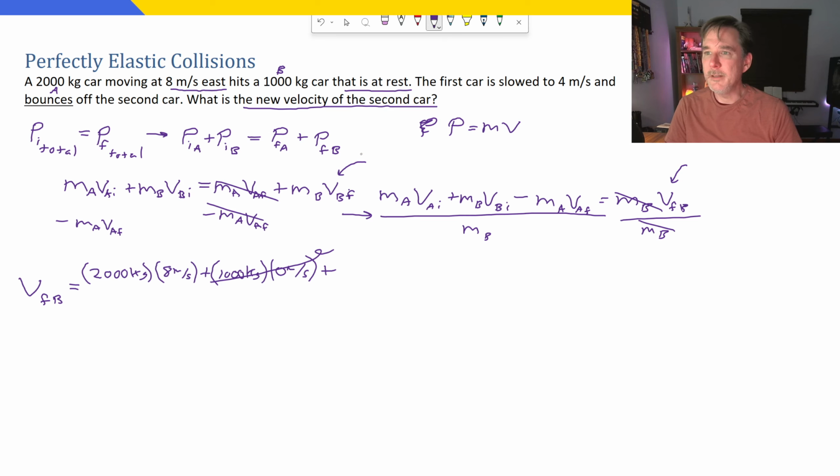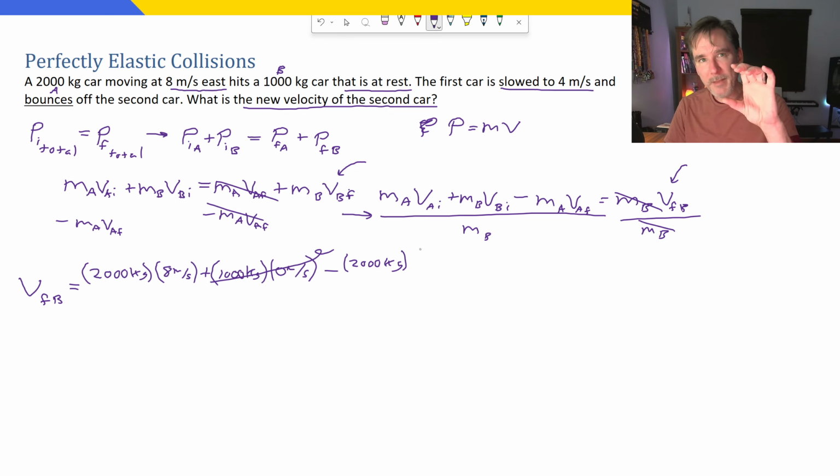Oh, that is not a plus. It has a minus, and I just started naturally writing a plus. Let's subtract our mass and velocity final of A. So A again is 2,000 kilograms times its final velocity. It says it's slowed to 4 meters per second. That implies it's still going to the east. It did not bounce back in the opposite direction. It is still going in the same direction.